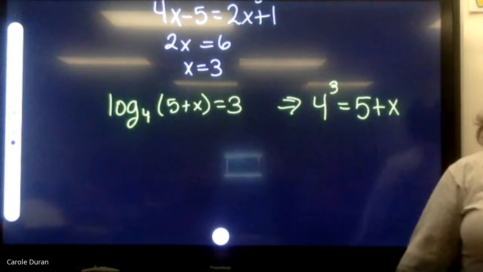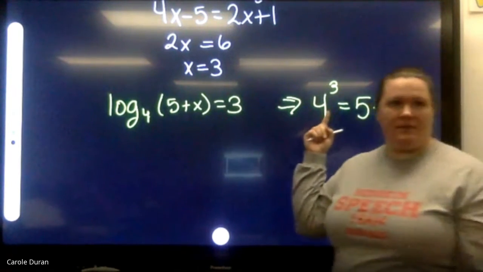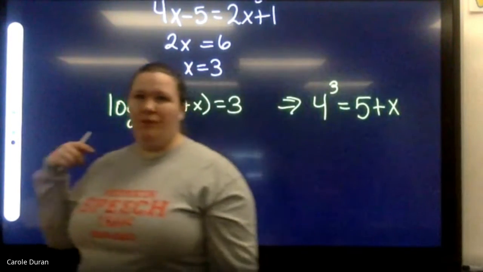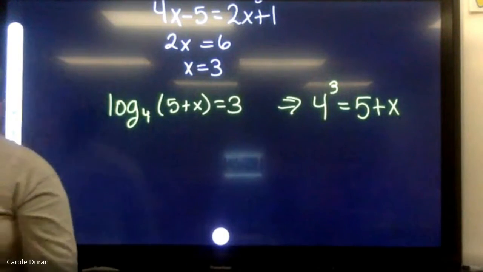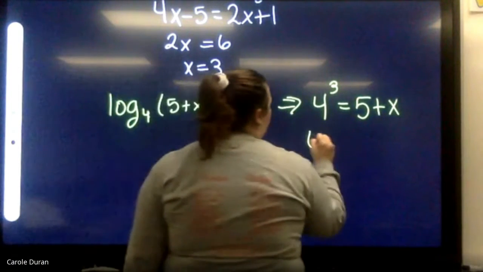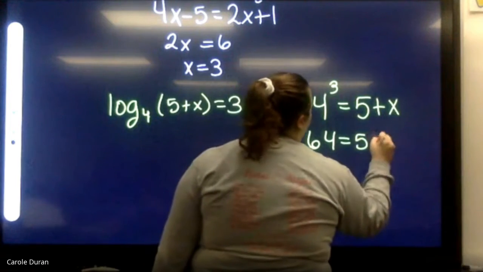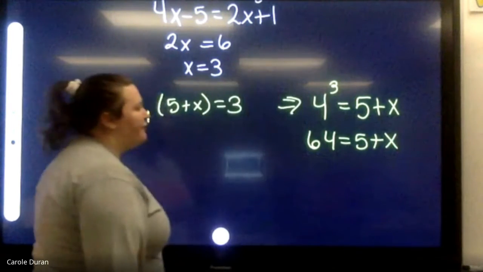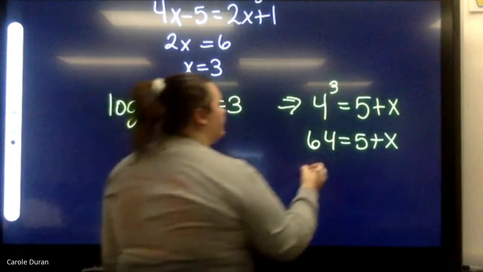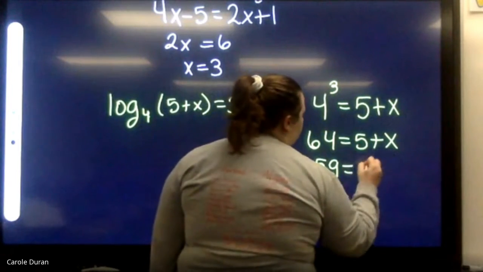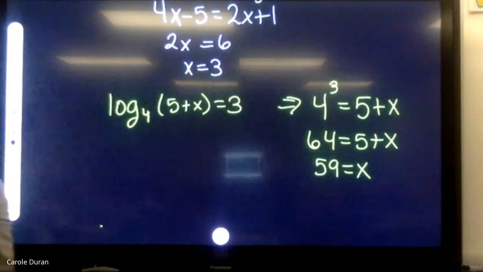I can actually solve this because I know what 4 cubed is, right? What's 4 times 4 times 4? 64. So then this actually becomes 64 equals 5 plus x. Then to solve for x, I would just subtract the 5 over, and I'd get 59 equals x. And then I'd be done.